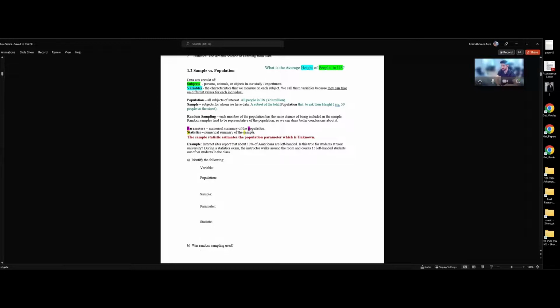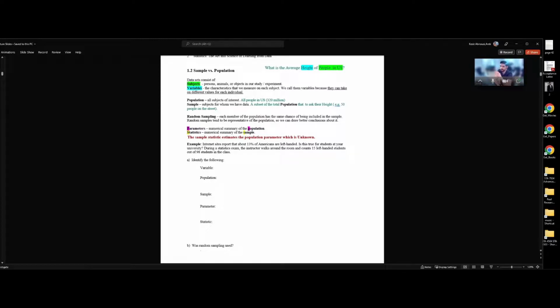Also, the sample statistic, as I said. So this example says internet sites report that about 13% of Americans are left-handed. Is this true for students at your university? So this is a design question, right? During a statistics exam, the instructor walks around the room and counts 15 left-handed students out of 98 students in the class.